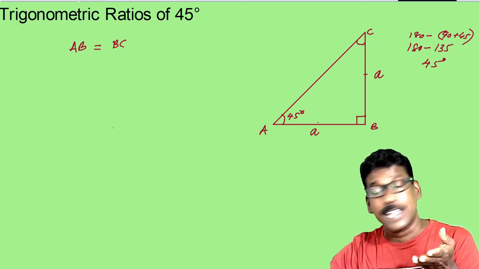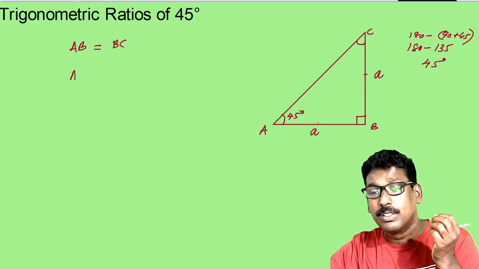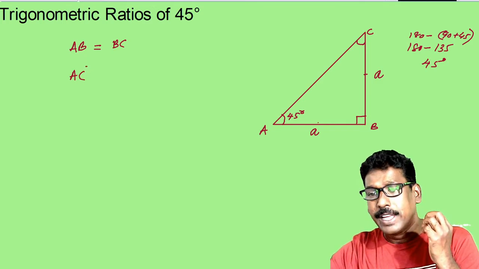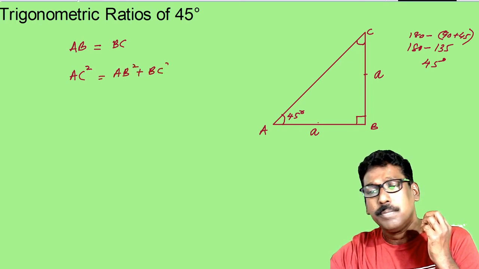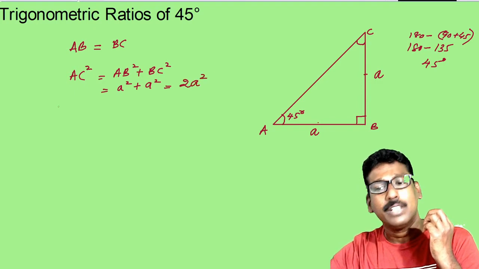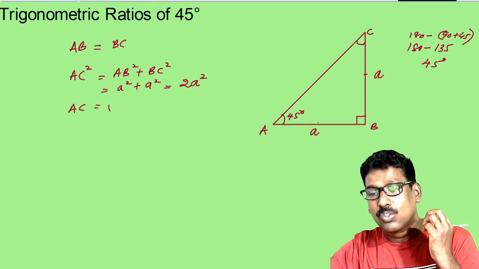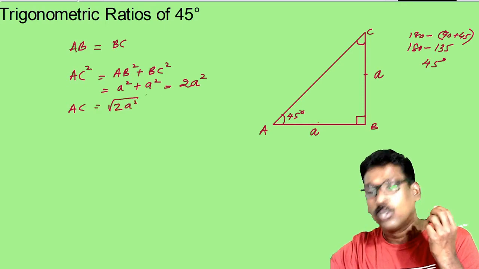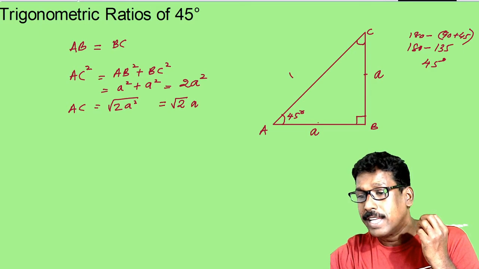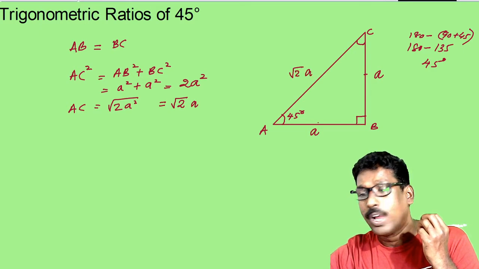Now since this is a right angle triangle, you can find out the length of AC by using Pythagoras theorem. That is AC square, you can write it as AB square plus BC square. That means A square plus A square, which is equal to 2A square. So what is AC? Square root of 2A square. Square root of A square you can take it as A. Therefore it is square root of 2 A. That means here AC is equal to root 2 A.